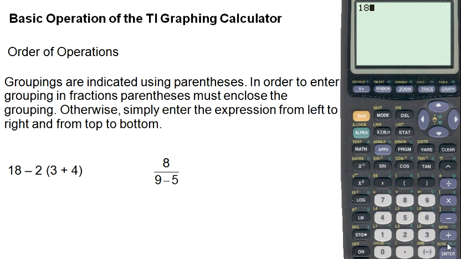18 minus, and note that I used minus there. There's also a negative button down by the enter key. A negative is in front of a number. If it's between two numbers, you use the minus. Alright, so this is 18 minus 2, open parentheses, 3 plus 4, close parentheses, enter, and it will give you your answer.